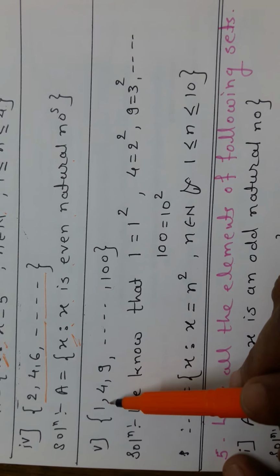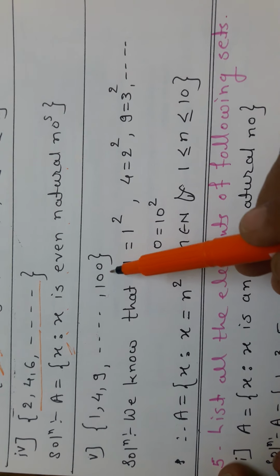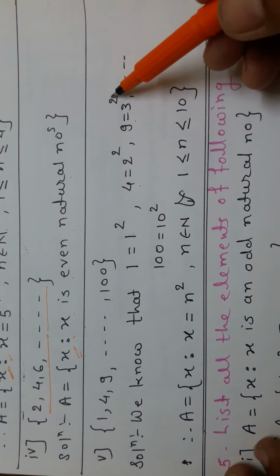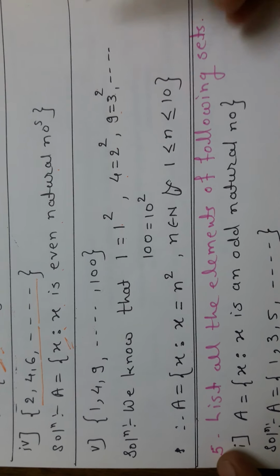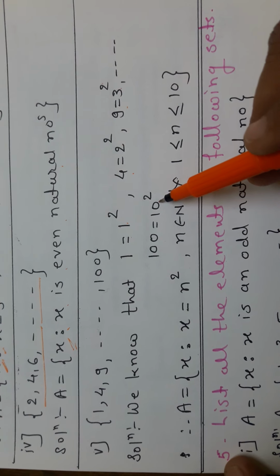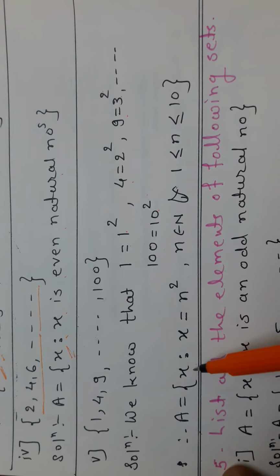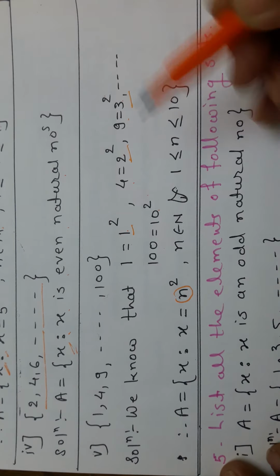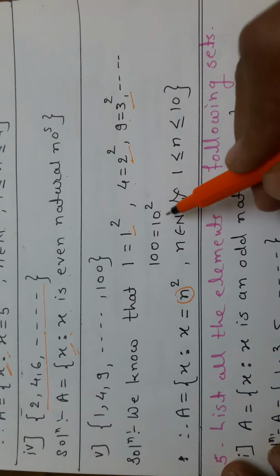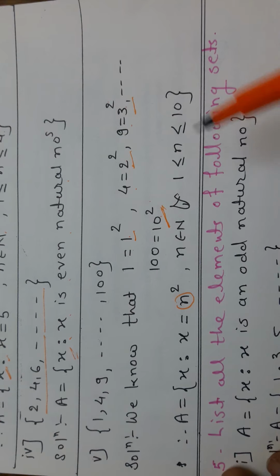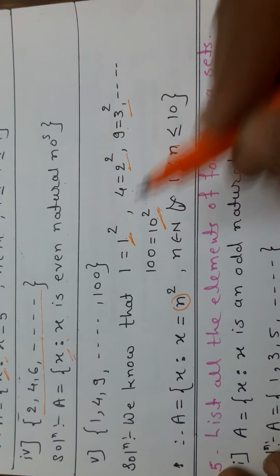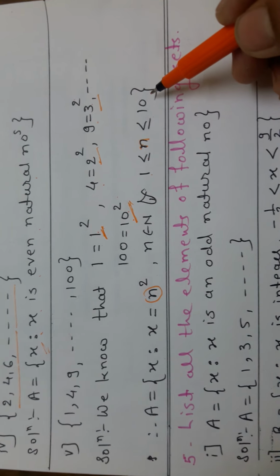Fifth problem, 1, 4, 9, and lastly 100 they had given. We know that 1 is a square of 1, 4 is a square of 2, 9 is a square of 3, again then 16 will be there, 4 square, lastly 100 which is equal to 10 square. That's why we will write A is equal to x such that x is equal to n square, because these are changing. That's why in place of this we will write here n square, n belongs to capital N. And what is the condition for n? n is greater or equal to 1, because it starts with 1 and ends with 10. So less or equal to 10.